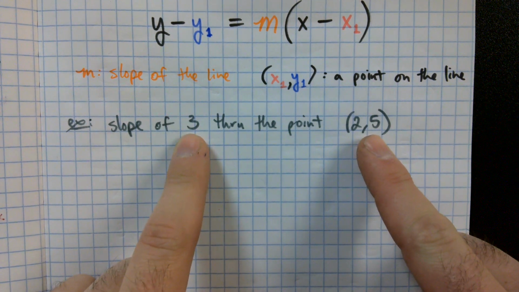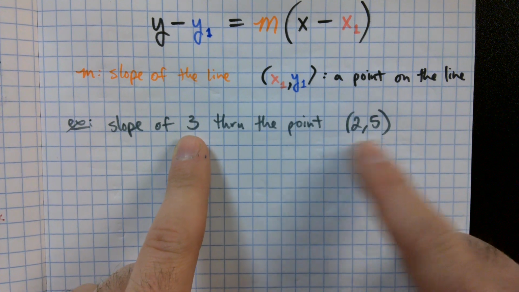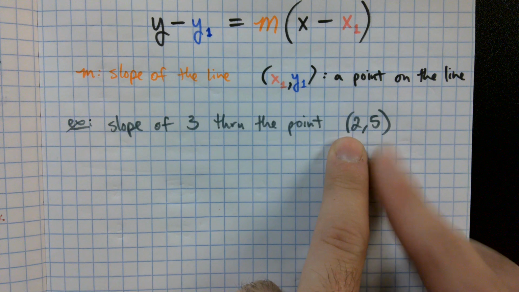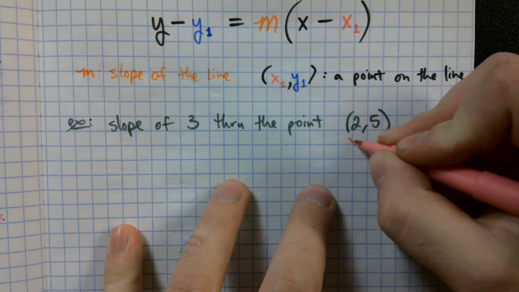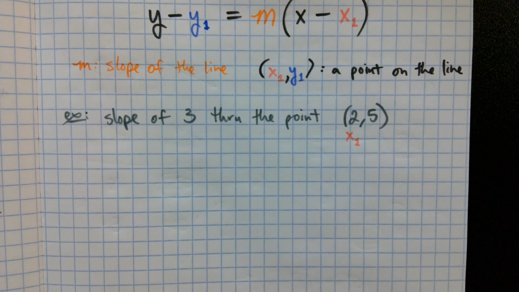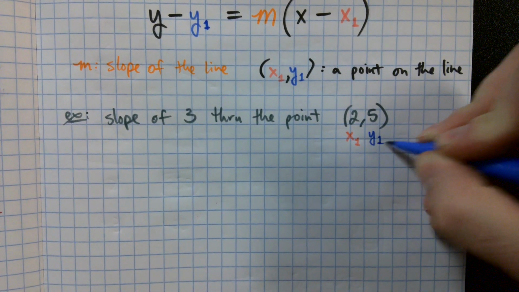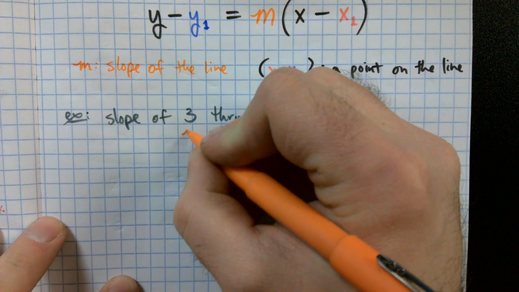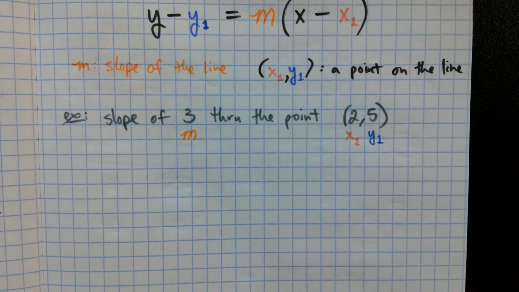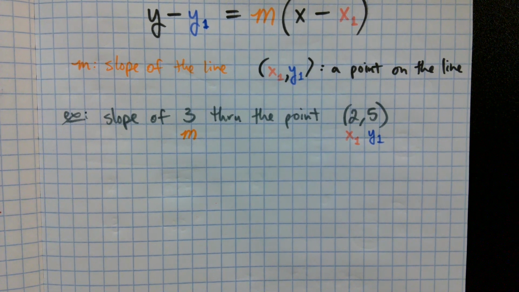Do we have the slope? Yes. What's the slope? 3. Do we have a point on the line? Yes. What's the point on the line? 2 comma 5. Which of those numbers is my x coordinate? 2. I'm going to call that x1. And what can I call 5? y1. What can I call 3? m. Is 2 x2 or x1? x1. There's only one point here, so there's not going to be an x2, y2. We will get to that, though.